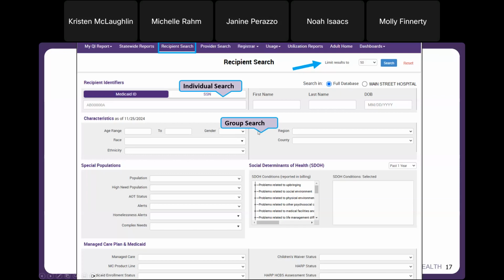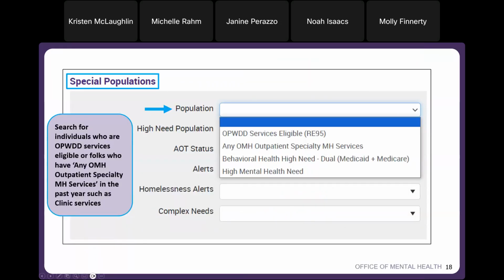That's the cohort search function that I was talking about. If I'm interested in looking for people that I've served in my population in the past year who have this condition, this diagnosis, this special population, you have the ability to do so here. And the great thing about the recipient search is it helps you build out from the largest search to the very most narrow. So let's talk about some of those different search options.